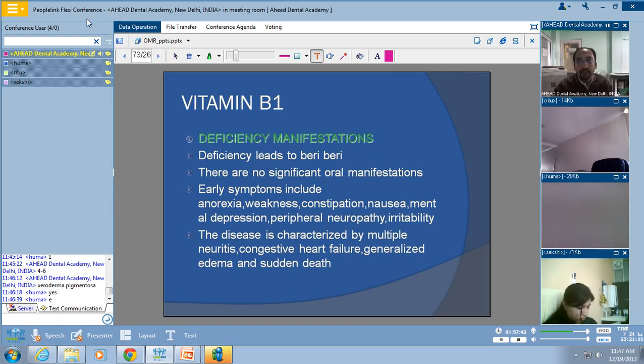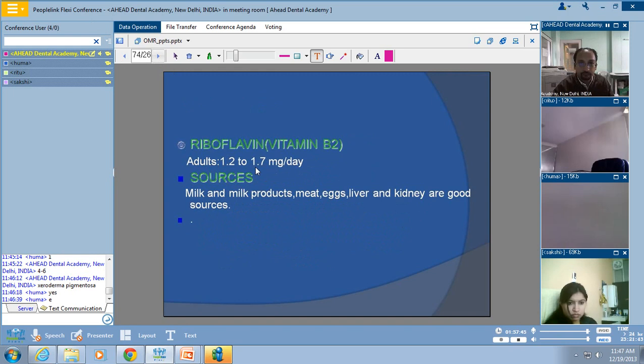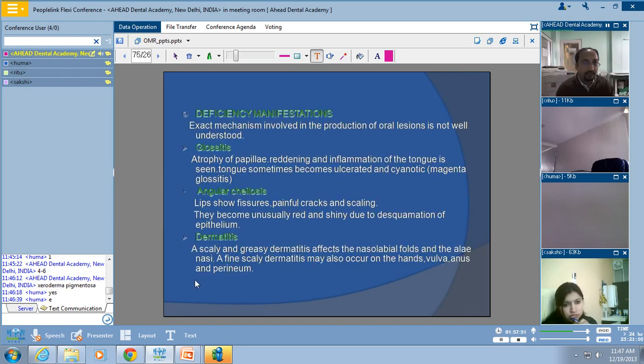Riboflavin, vitamin B2. Deficiency manifestation, well, we should not be going into all that stuff, but what we need to go into is oral manifestation. Glossitis is an oral manifestation, angular cheilitis and dermatitis. All these are the oral manifestations of vitamin B2 deficiency.